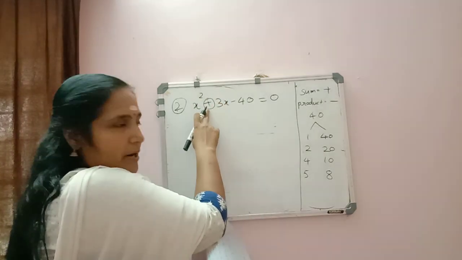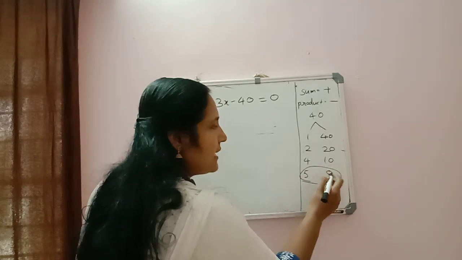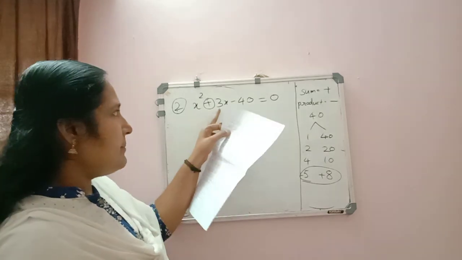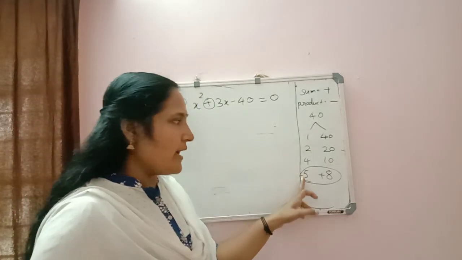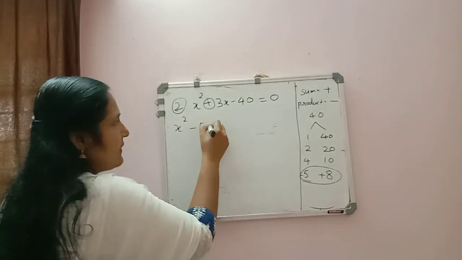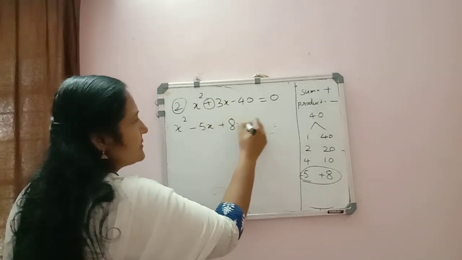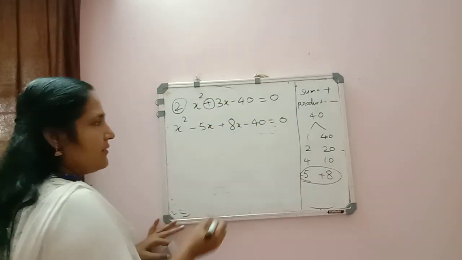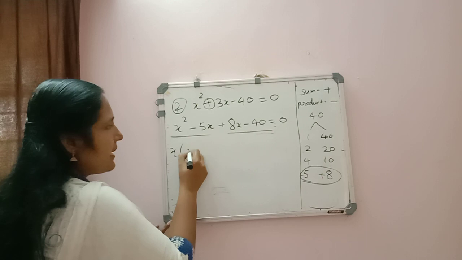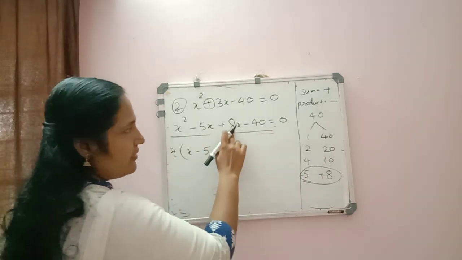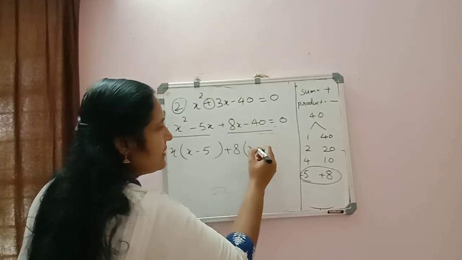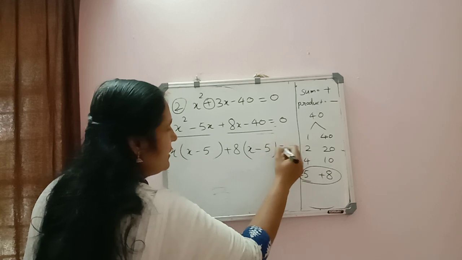If the sum is positive, then out of the two numbers, the greater number we will write as positive and the smaller one we will take as negative. So the term 3x we will split as minus 5x plus 8x. x square minus 5x plus 8x minus 40 equal to 0. Taking the common factor from the first two terms, x common, inside the bracket remaining x minus 5, from these two terms plus 8 common, inside the bracket x minus 5 equal to 0.